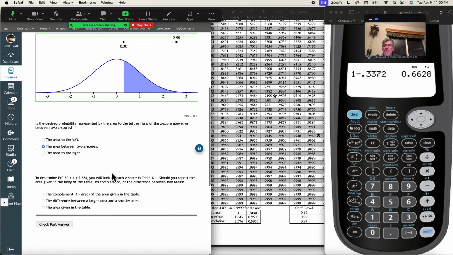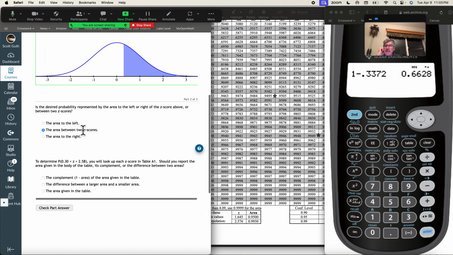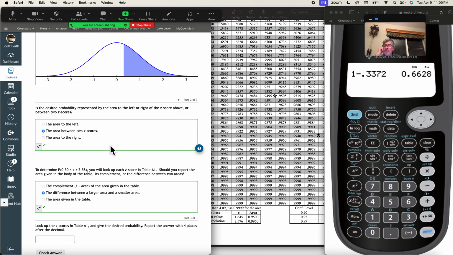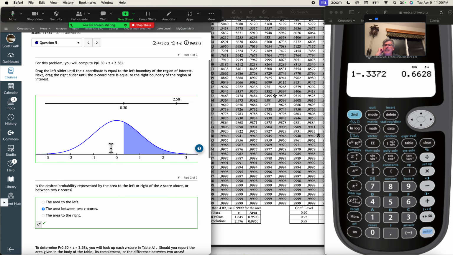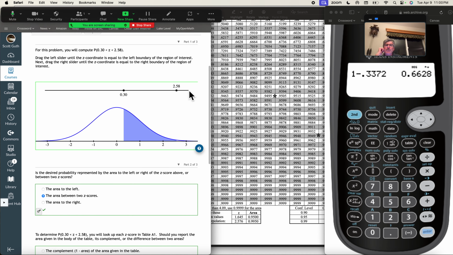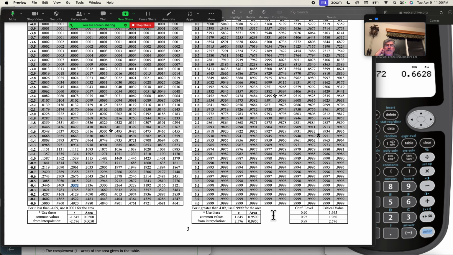Okay, and the way you do an area between two z-scores is you're going to look up this 2.58. That'll give everything to the left of it, and then we're going to subtract out the area to the left of 0.30. So we have to actually take the difference between a larger area and a smaller area to do that. And so now it's just going to have us do that. So let's look up first of all the 2.58. That'll give the larger area.